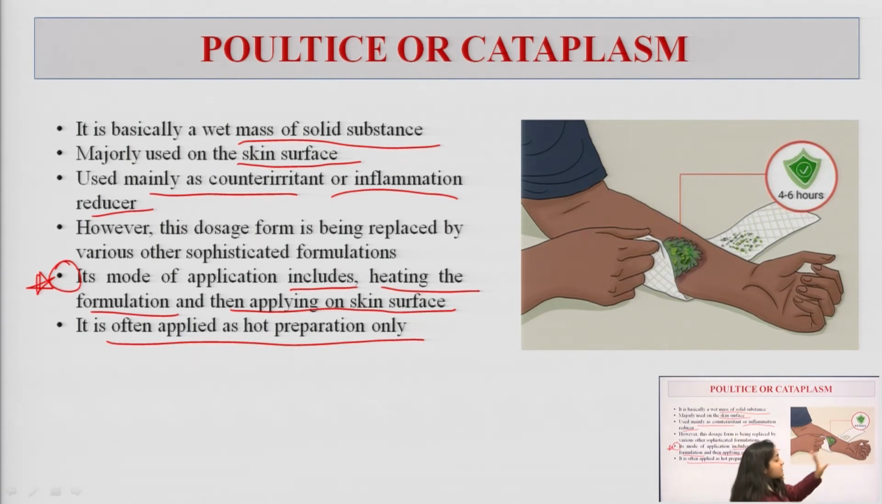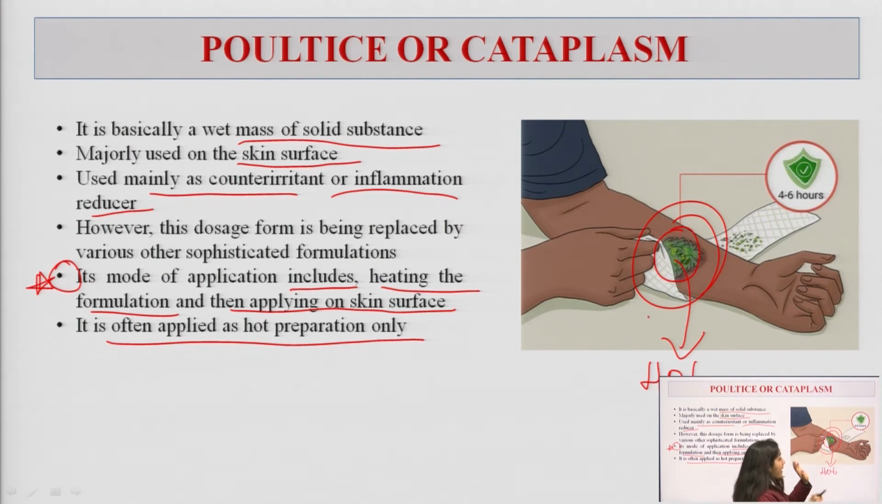So, as we can see in this diagram, this patient is applying a wet mass. This wet mass is often of a high temperature. So, it is hot, but let me be clear here, this hotness is tolerated by that patient. It should not be too hot so that it burns the affected area. It should be of a particular temperature that is tolerated by that particular patient, and this wet mass is adhered to the affected area where it is to be applied.